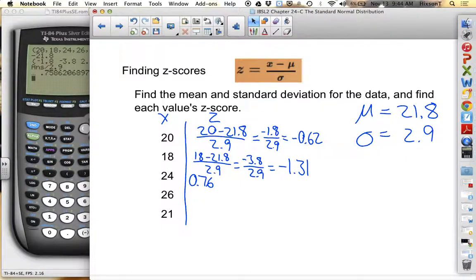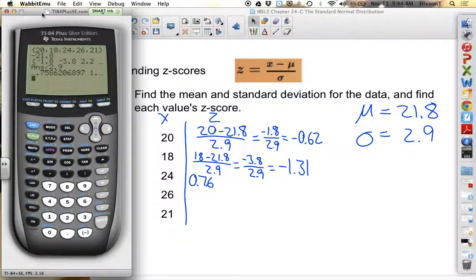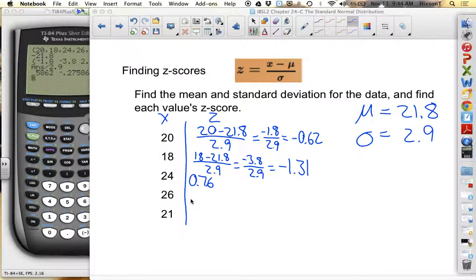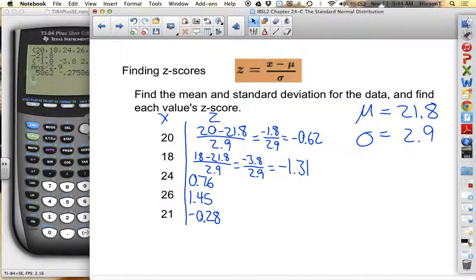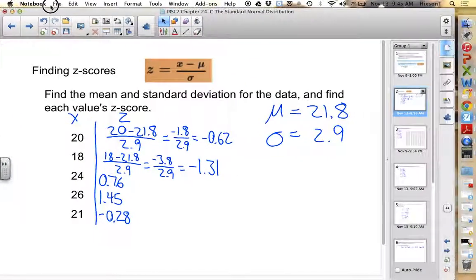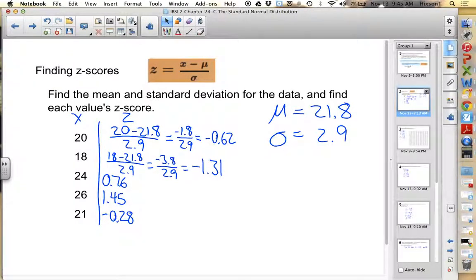Okay. And then if we keep scrolling over, 1.45. And then a negative 0.28. Okay? So those are our z values. Again, using the technology to help you increase your efficiency is important. Okay?